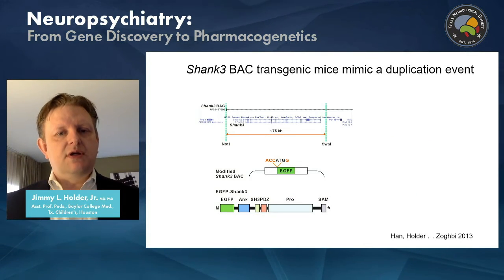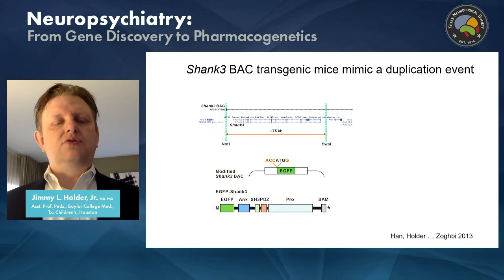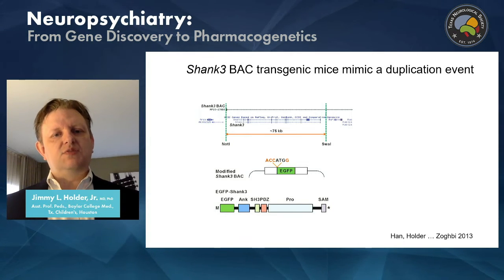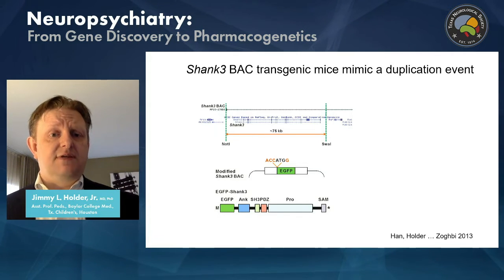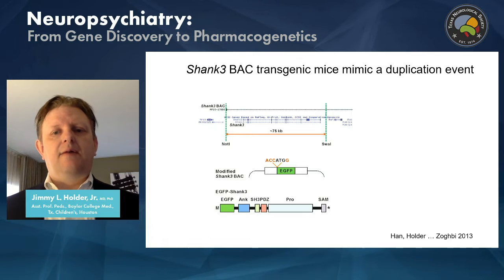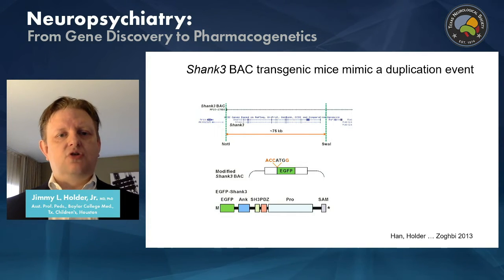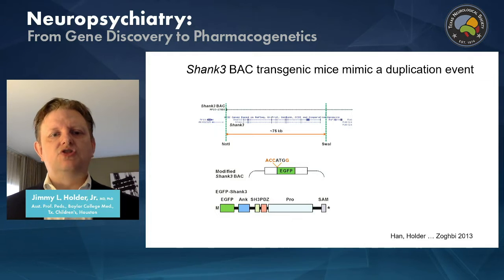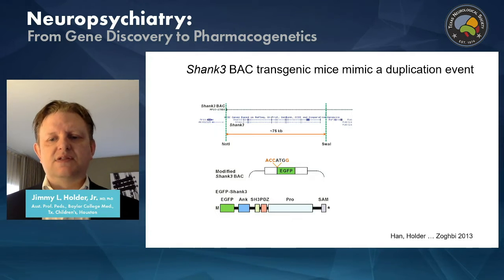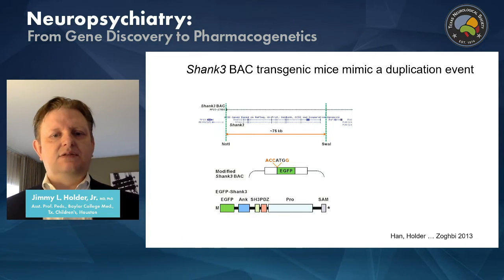So, a number of years ago now, we were interested in understanding what happens when we overexpress this gene Shank3. The reason we were interested in this is that it was well known that haploinsufficiency of Shank3 in a disorder called Phelan-McDermid syndrome results in severe intellectual disability, autism, and in cases epilepsy. But little was known about what happens when there's too much Shank3. So this really started as a basic science question.